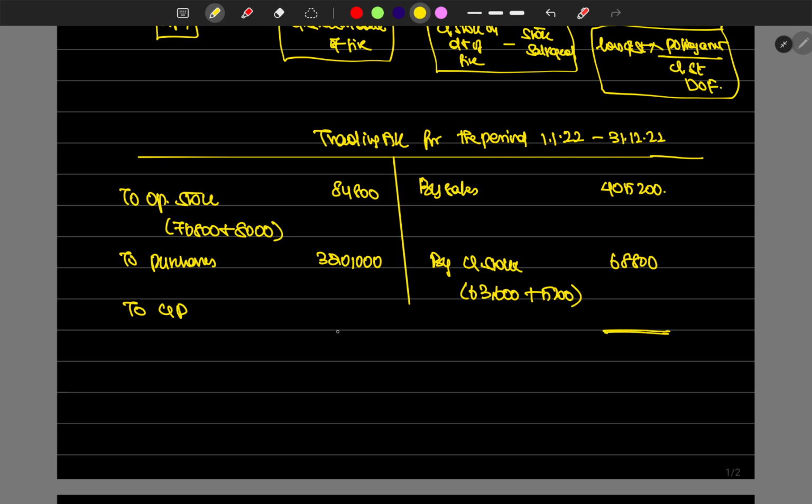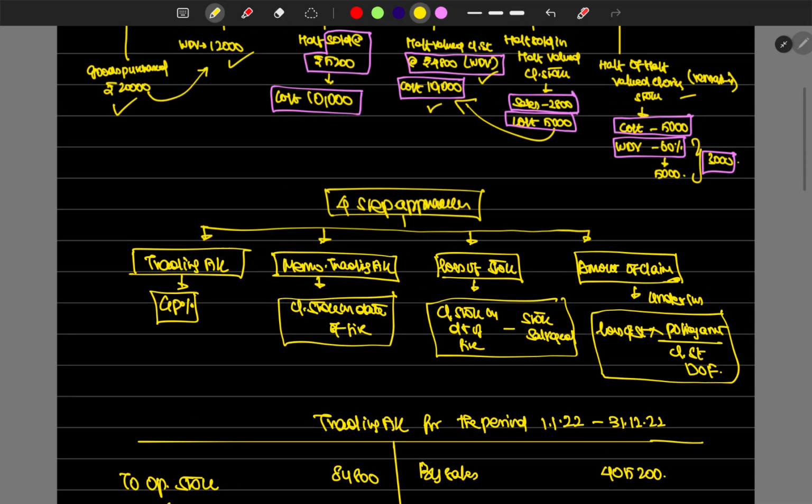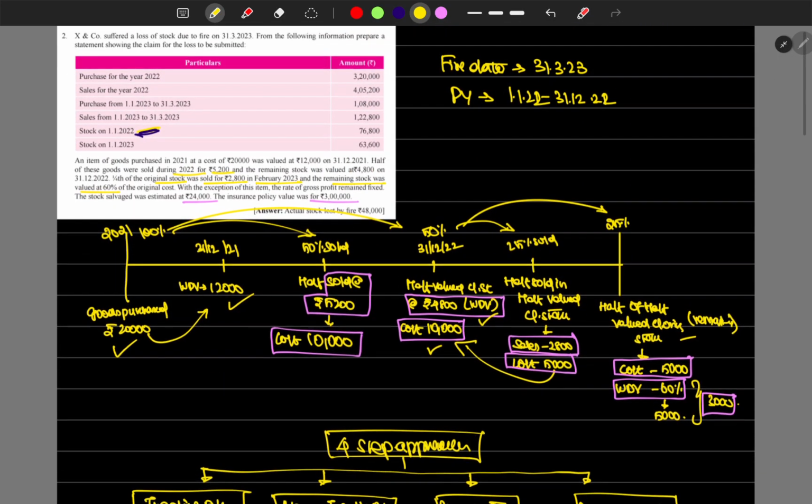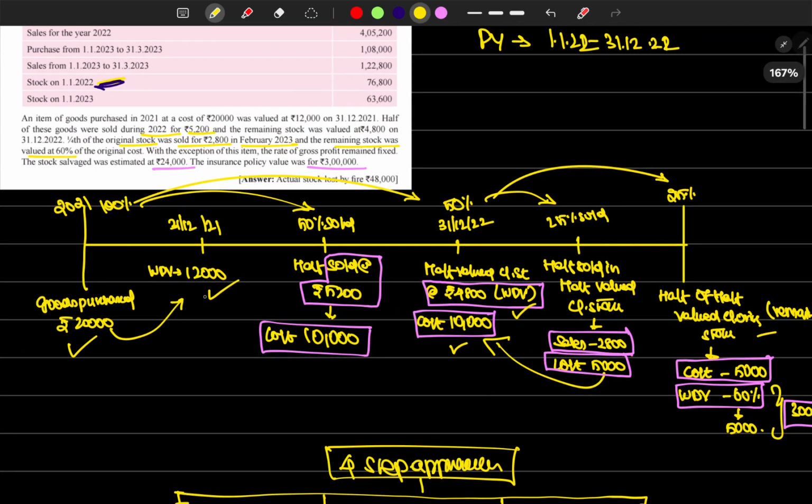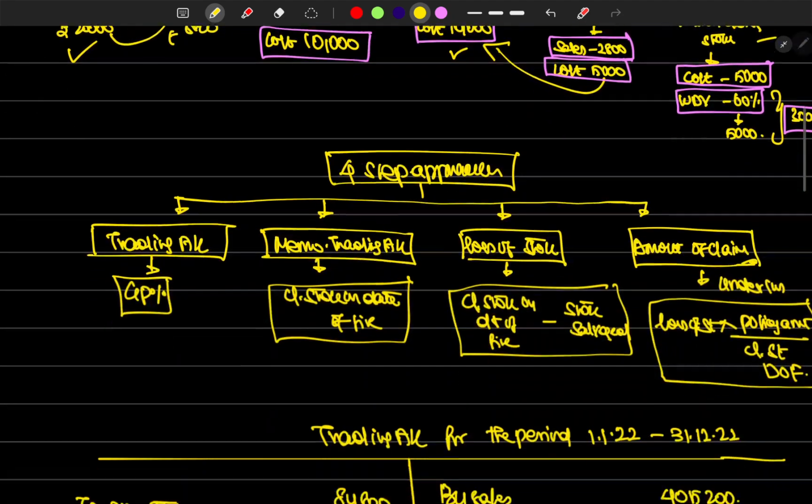So now the balancing figure is 84,800 plus 3,20,000 plus 68,800, which is 69,200 is the balancing figure. I hope you guys have understood the logic here. Here we use the WDV value, so we have ignored the 8,000 amount right here. So we have added back here.